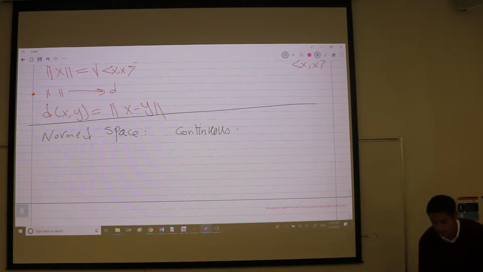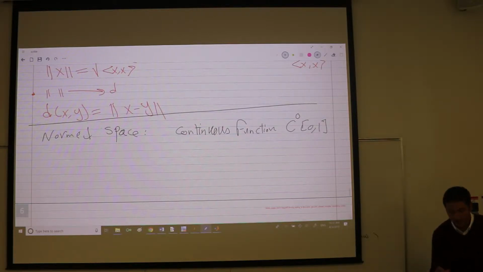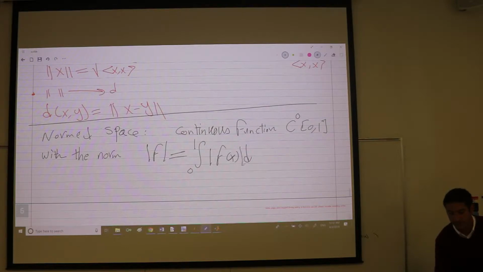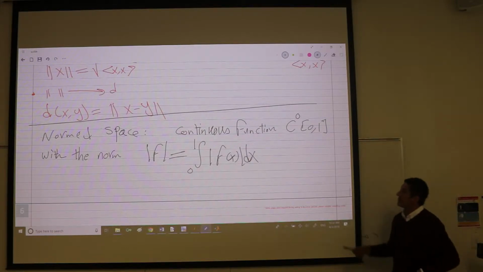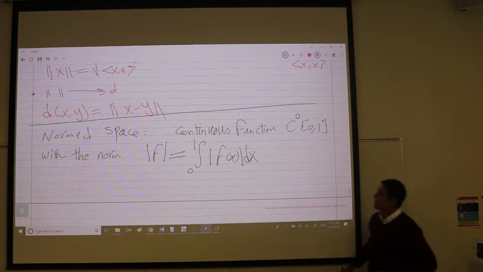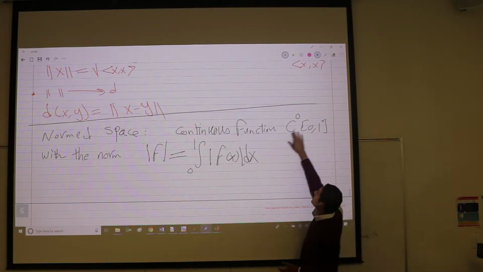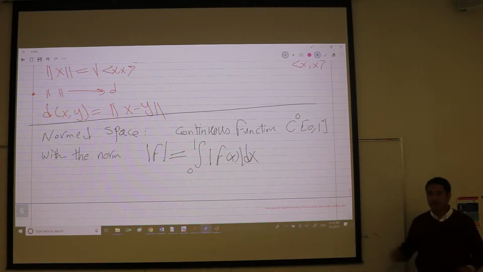So continuous functions, which we will give the name C0, defined on the interval 0, 1, with the norm. Here is the norm. I can give you the length of f. F is a function. I can define it as the integral from 0 to 1 of the absolute value of f of x dx. This is a norm. This is a normed space. So please treat these continuous functions as if you treat vectors.